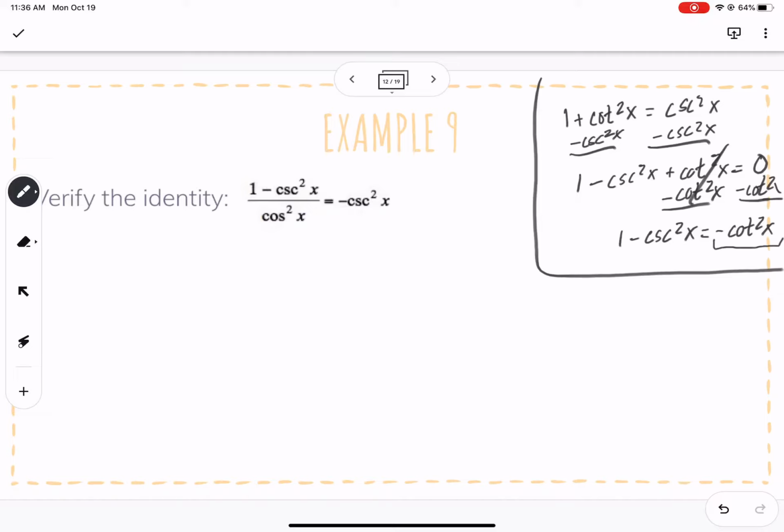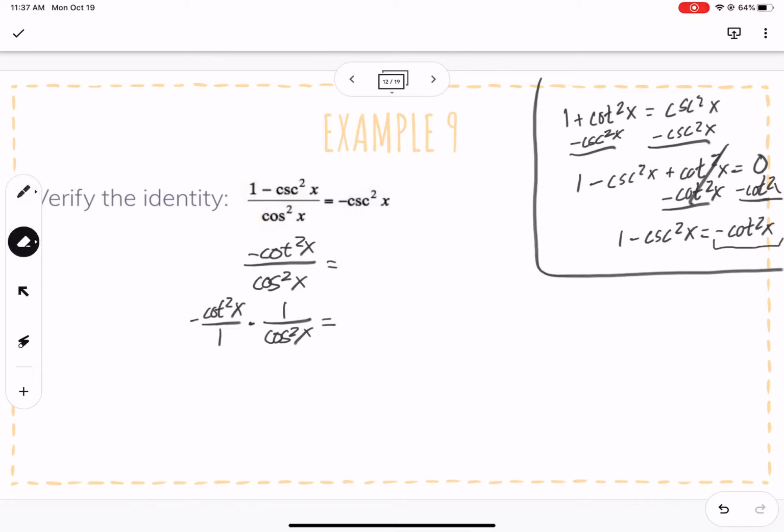So let's go ahead and replace the numerator with negative cotangent squared, and all of that is over cosine squared. And let's keep working with that. Now I'm trying to get to negative cosecant squared, so I'm going to do that trick one more time where I separate the fractions. So I have negative cotangent squared over 1 times 1 over cosine squared.